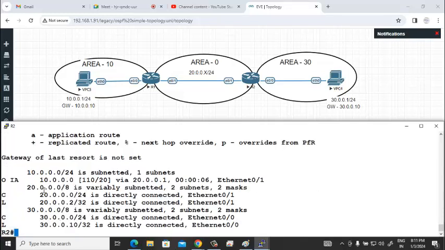Intra means same area. Inter means coming from another area. Not external. Inter means between, no? Between that area and this area. Intra means same area. External, yeah. Inter is coming from a different area. You see? Capital IA means OSPF inter area, coming from another area. So if you simply see O, then it is coming from the same area.